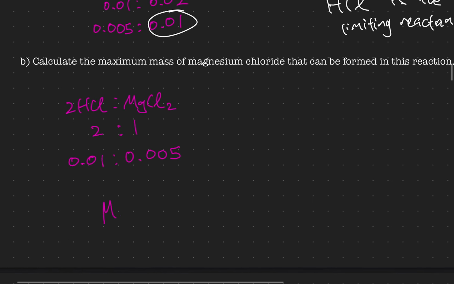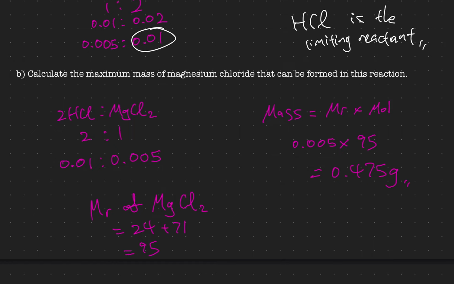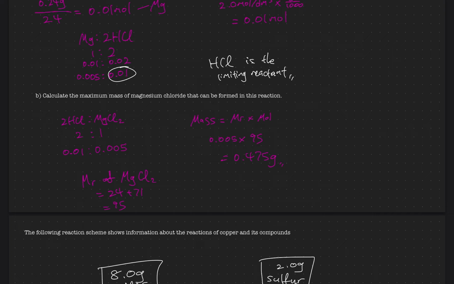So we need to find the MR of magnesium chloride, which is 24 plus 71, which will give me 95. So therefore, to get the mass, as we remember, mass equals to MR times mole. So 0.005 times 95, which will give us 0.475 grams. And there you go. That is the maximum mass of magnesium chloride that can be formed from this reaction.